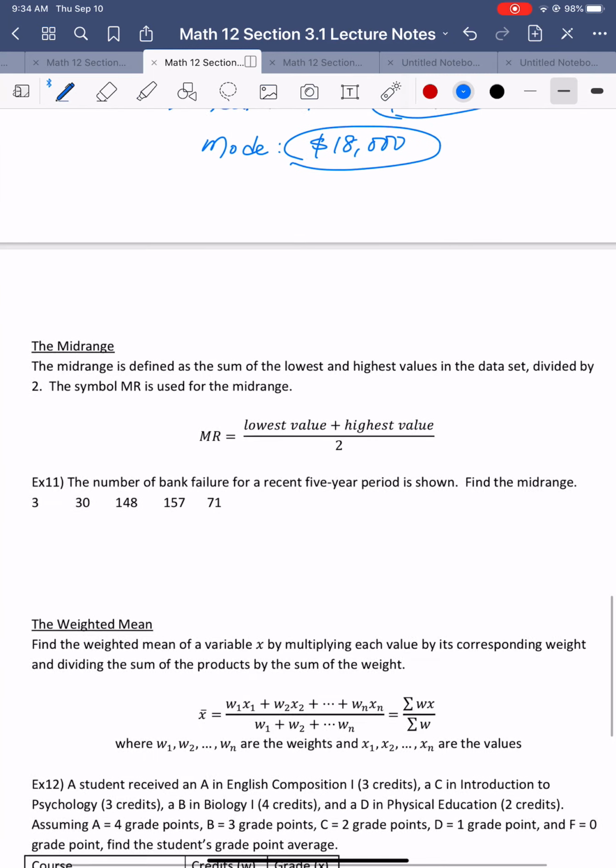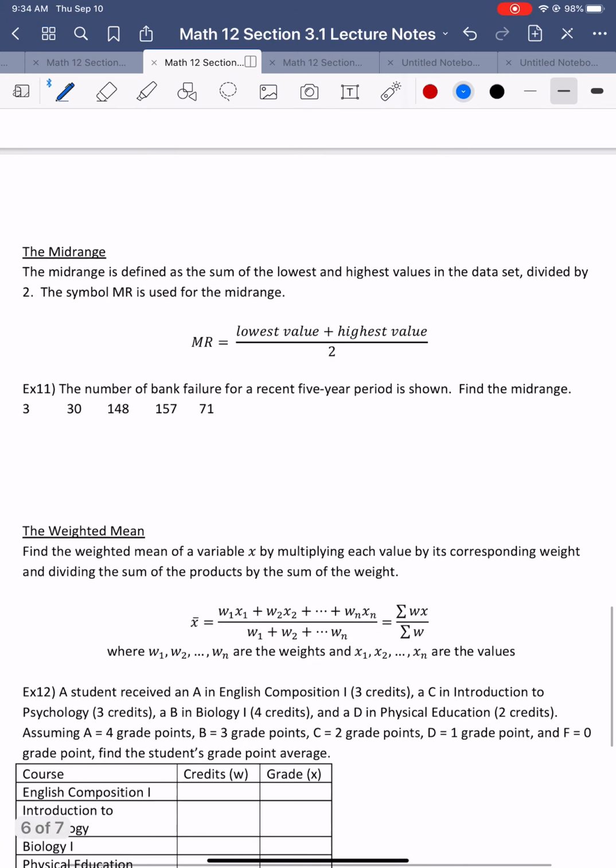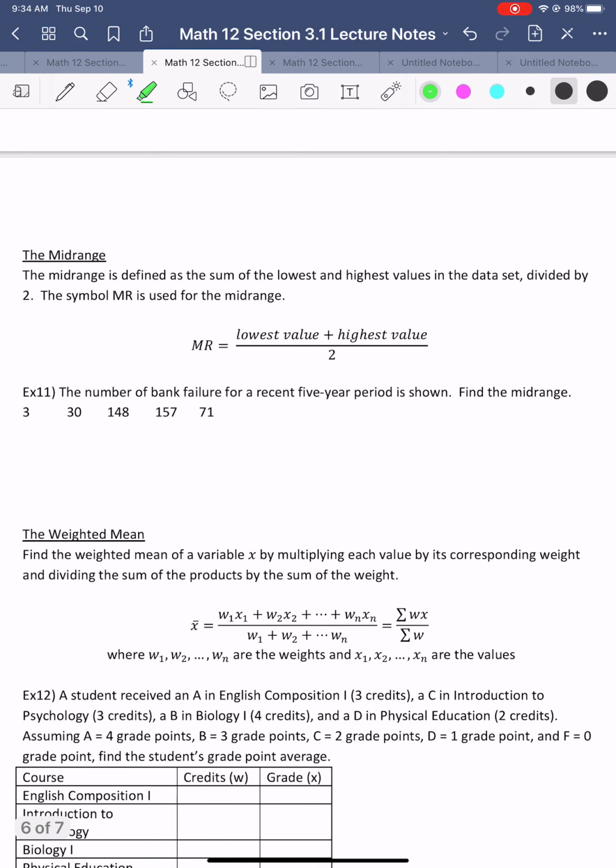Mid-range. Okay, we talked about the range before. Range is when you find the highest value and the lowest value, and then subtract the lowest value from the highest value, and that becomes the range. But this time, the mid-range, we are adding the lowest value to the highest value and dividing by 2, and that we call the mid-range.